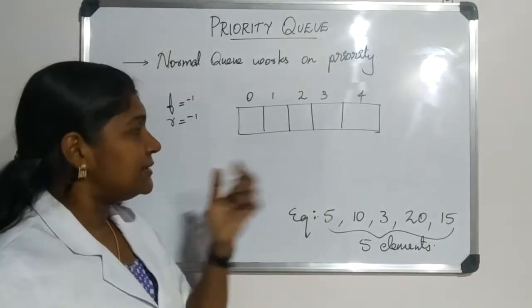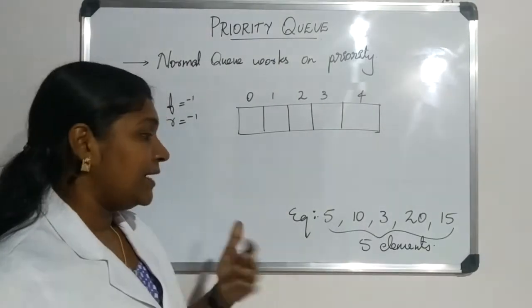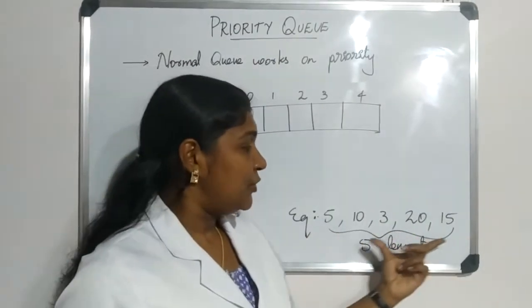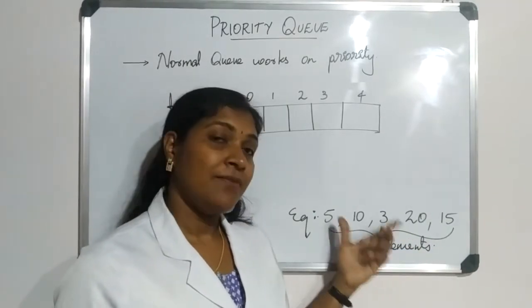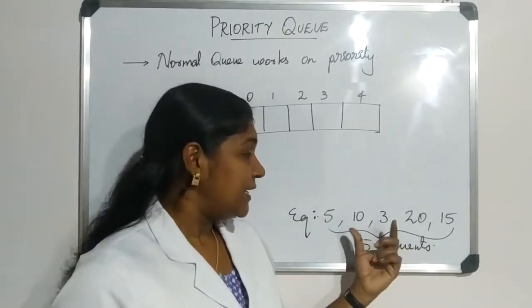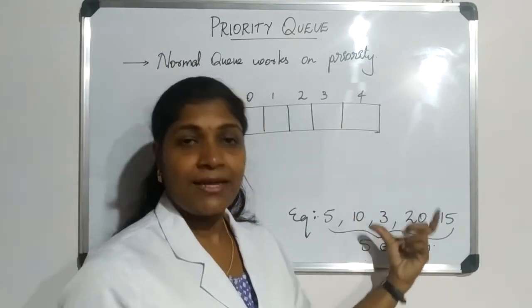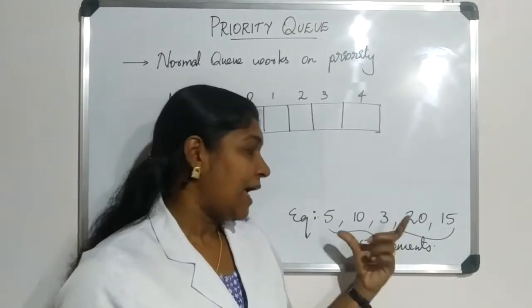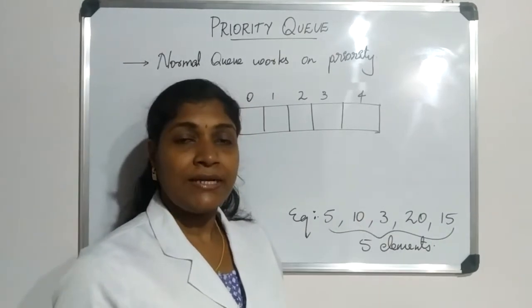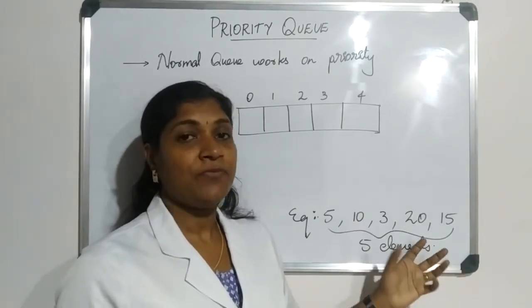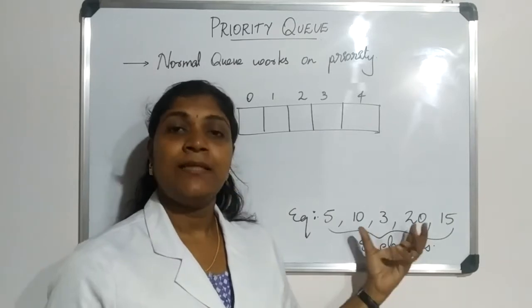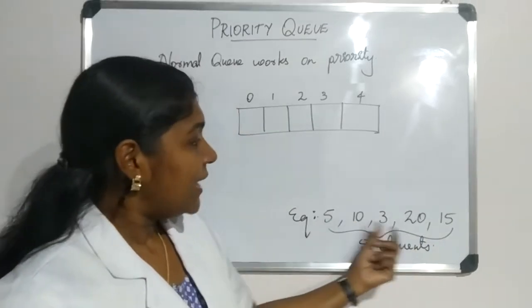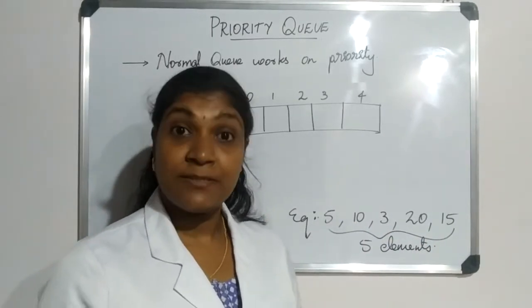What we are about to implement is that we are going to perform the NQ of all these elements one after another, so that each of these elements gets NQ'd into this queue based on their priority. And what is priority here? The value of the number itself is given the priority. That is, the highest element will be given the highest priority.